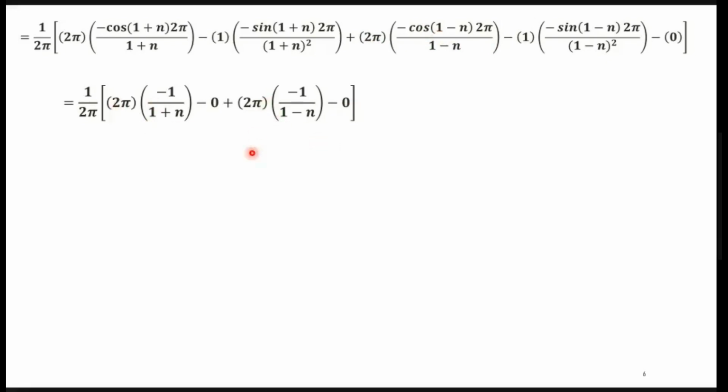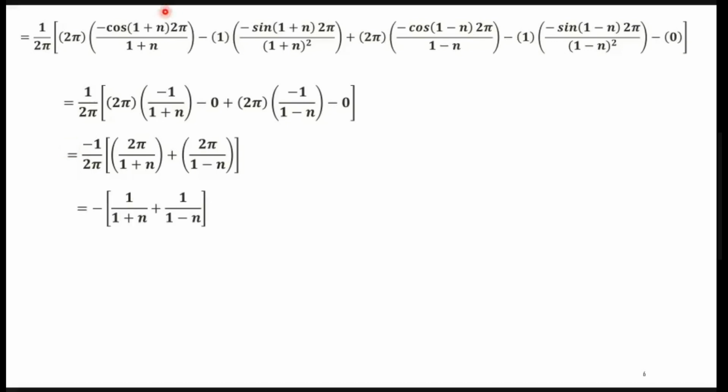Now again you can take common. अभी 2 pi is common, minus sign is common. Take those terms common. I think 2 pi also will get cancelled once I take 2 pi common. तो मैंने माइनस और 2 pi common लिया है तो 2 pi cancel हो जाएगा और -1 वैसे का वैसे ही रहेगा. यहाँ बचेगा 1 plus n, यहाँ बचेगा 1 upon 1 minus n. ठीक है.